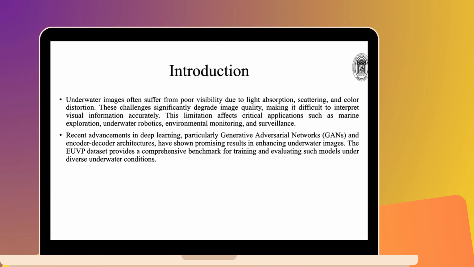So first we discuss the introduction. Underwater imaging is very important in applications such as marine exploration, underwater robotics, environmental monitoring, and defense surveillance. However, underwater images usually suffer from several challenges like poor visibility, low contrast, color distortion, light scattering, and haze effect. This problem occurs because water absorbs and scatters light differently compared to air. As depth increases, colors like red and orange disappear first, causing the image to appear bluish and greenish. Because of this distortion, it becomes difficult for humans and computer vision systems to correctly analyze underwater scenes.